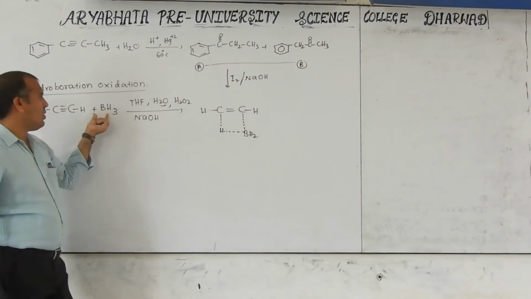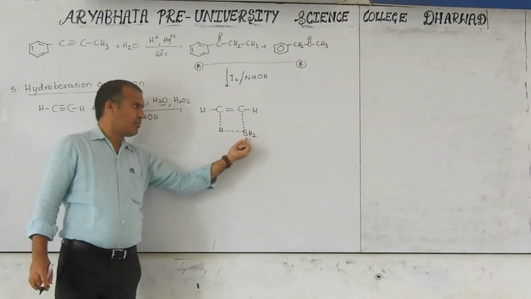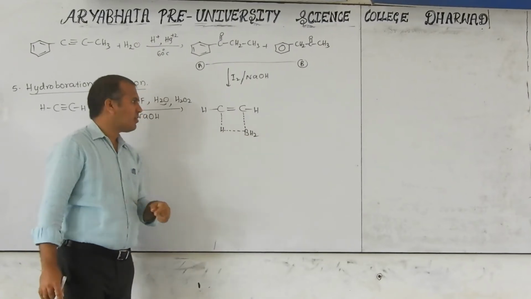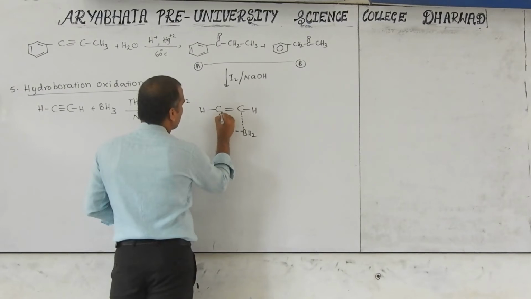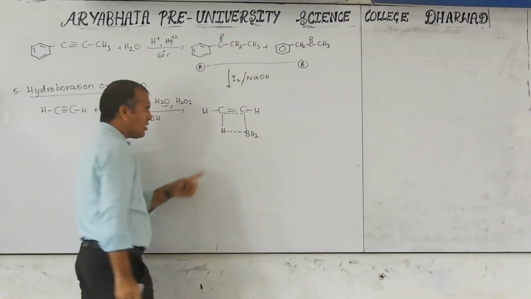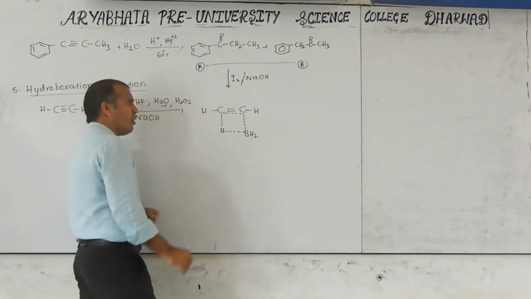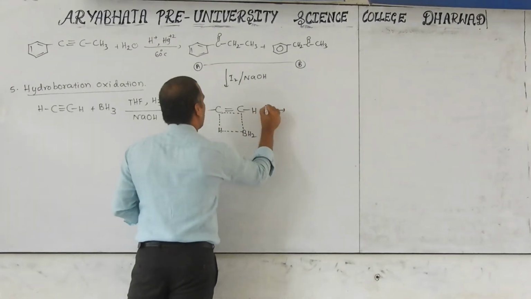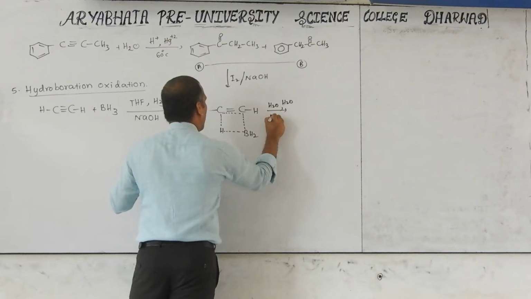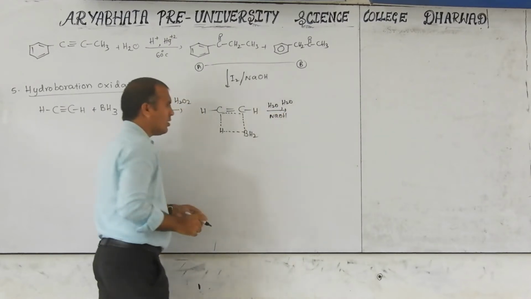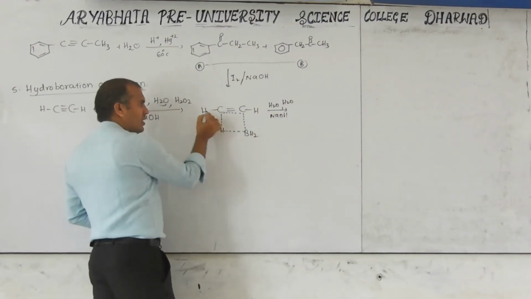Totally BH3, so the boron has three bonds. The third one later reacts with the water molecule, H2O2 and NaOH. This will break this H and this side only.